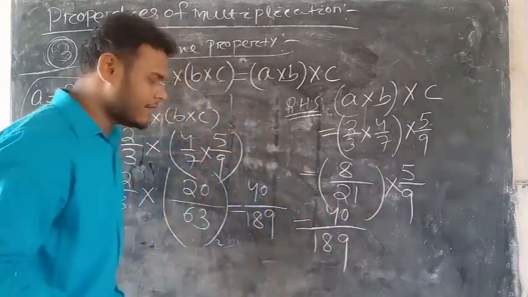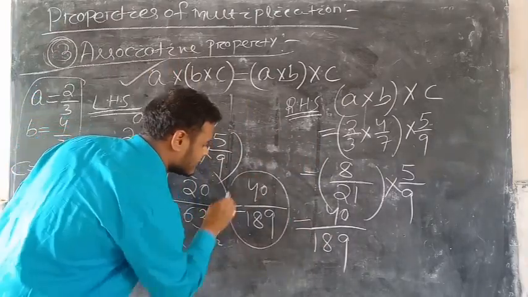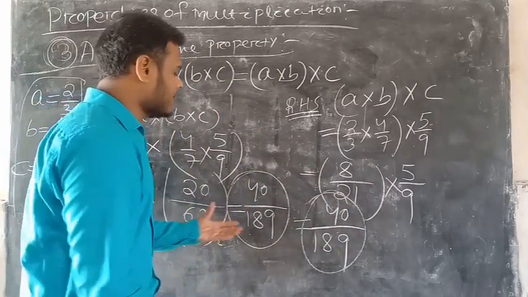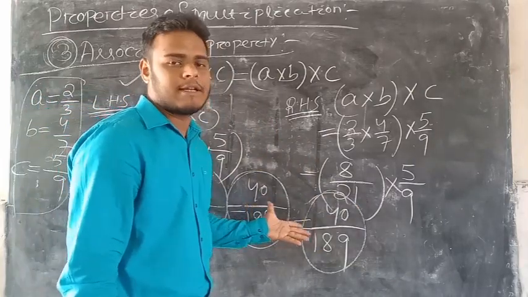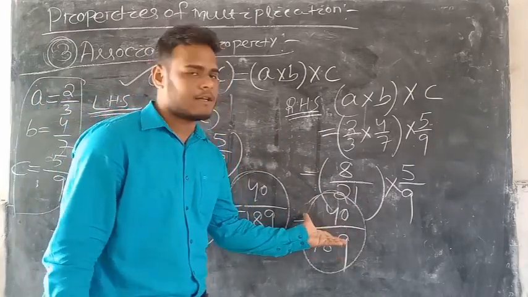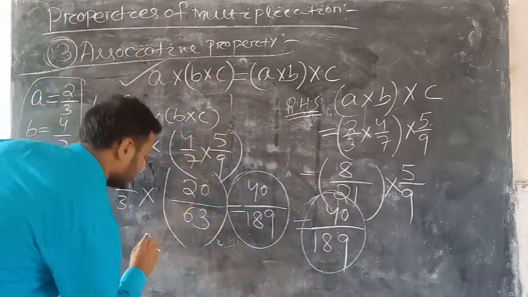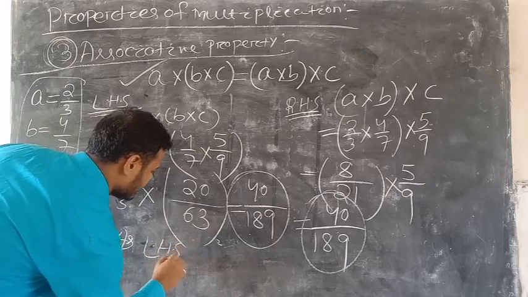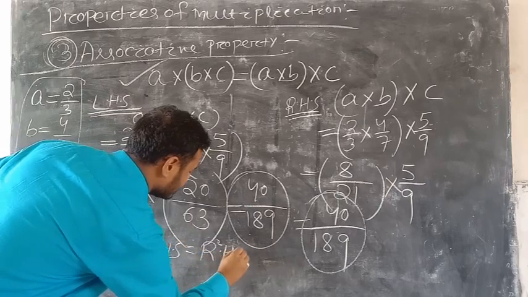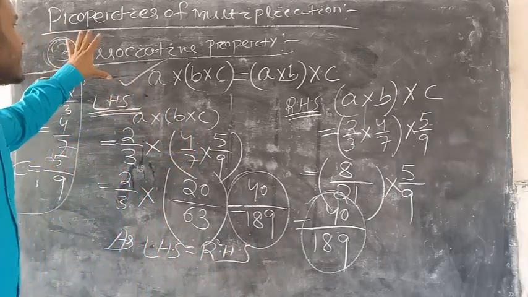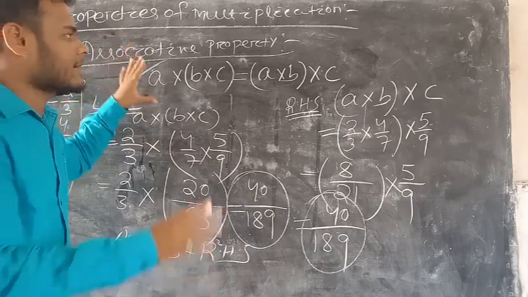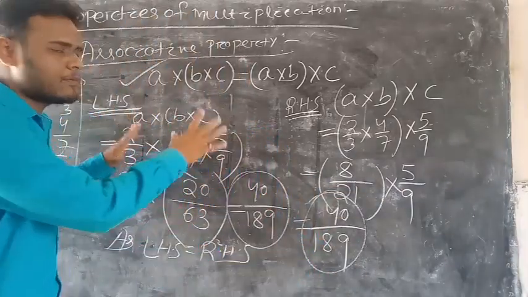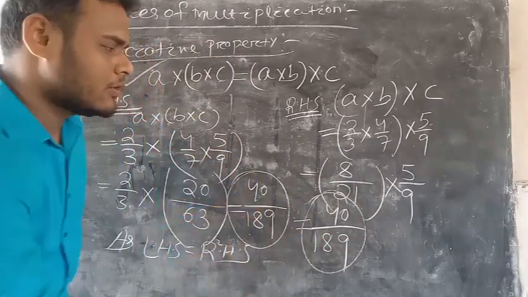Now I am comparing whether the LHS and the RHS are same or not. Yes, here the answer that is coming in the left hand side is also coming in the right hand side. It means LHS is equal to RHS, so the associative property also satisfies for the multiplication. This is the process. These are the process you should follow. Note it down.